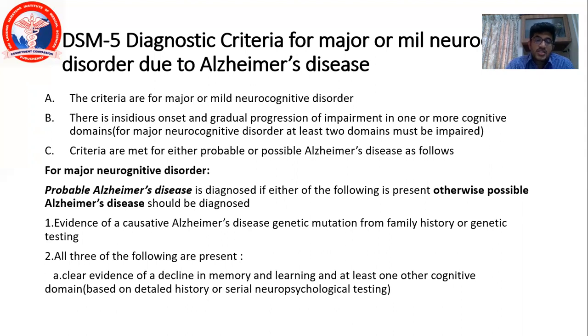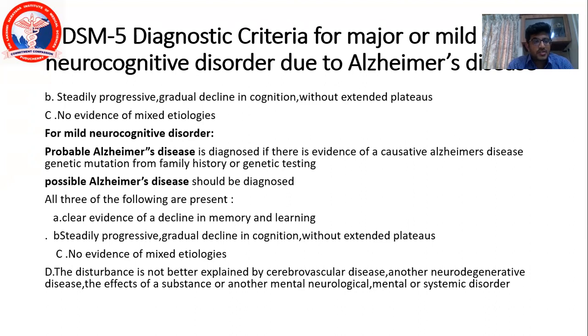One is evidence of a causative Alzheimer's disease genetic mutation from family history or genetic testing. Or, all three of the following: clear evidence of decline in memory and learning and at least one other cognitive domain, steadily progressive gradual decline in cognition without extended plateaus, and no evidence of mixed etiologies. So this is how it is for the mild neurocognitive disorders.